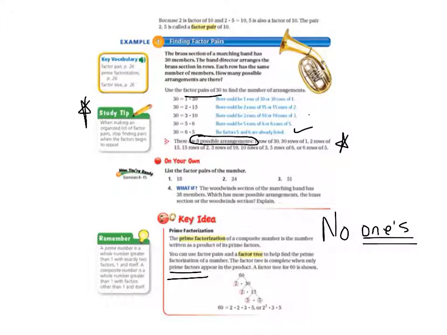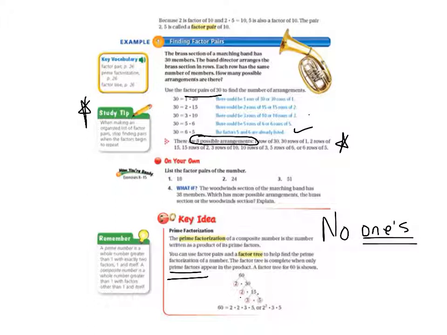So the book said 2 times 15, and they recognized that 2 was prime, so they circled that. 15 is not prime, so they have to factor that, and they know that 3 times 5 is 15. So they circle those two numbers because those two are prime numbers.